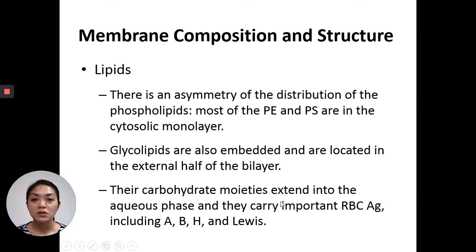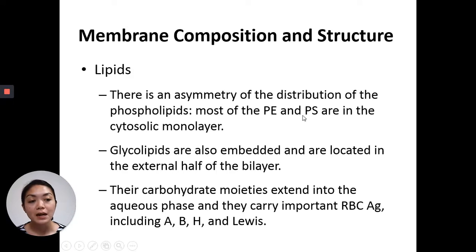Okay, so for their distribution, it's actually asymmetrical. PE and PS are found in the inner layer. Phosphatidylethanolamine, phosphatidylserine are actually found in the inner membrane of the phospholipid bilayer. Phosphatidylcholine, phosphatidylinositol, and sphingomyelin are found in the outer layer. Okay, that's the distribution. Additional, phosphatidylserine is very important because it's the negatively charged na phospholipid.